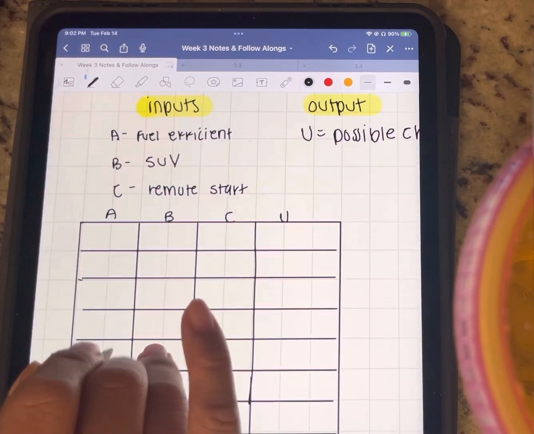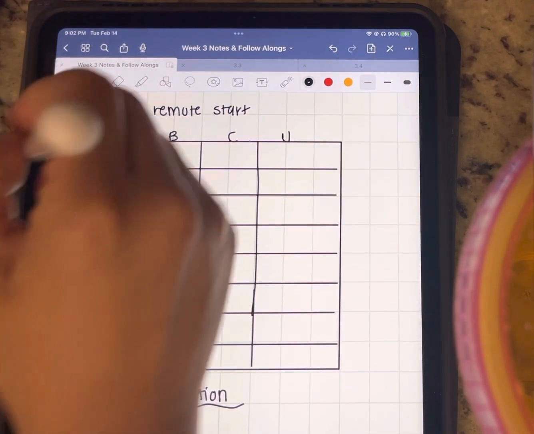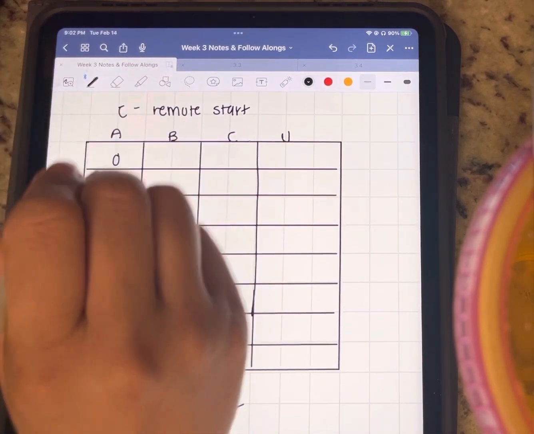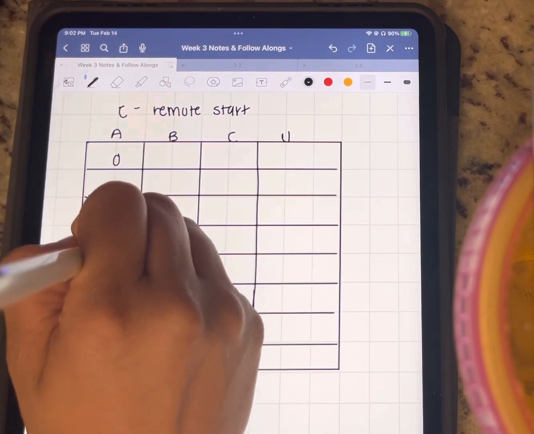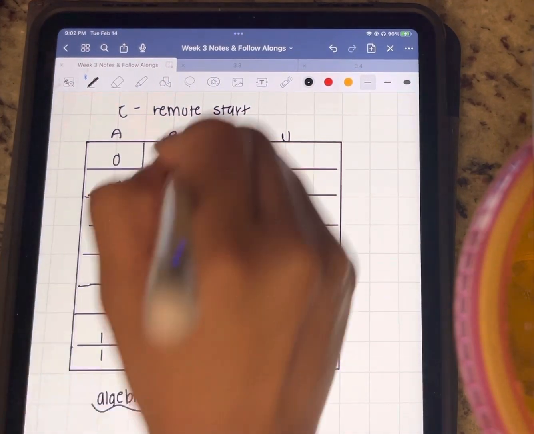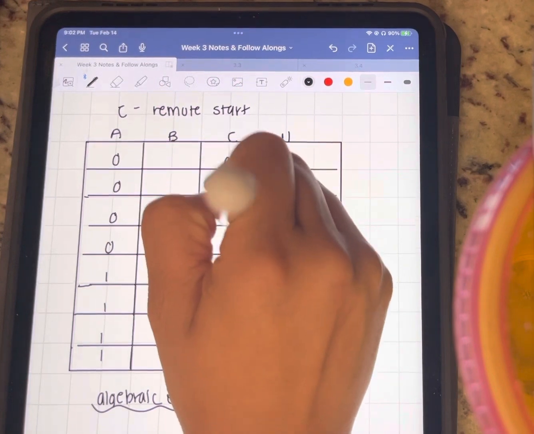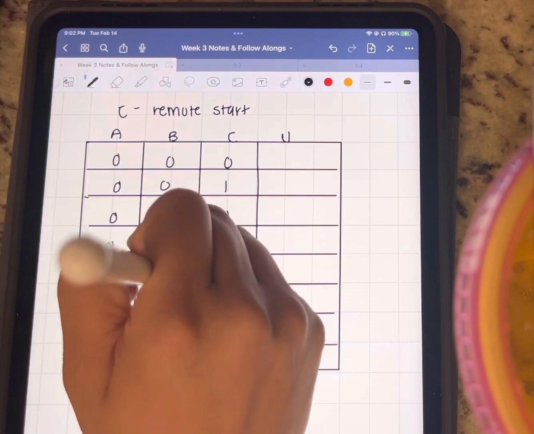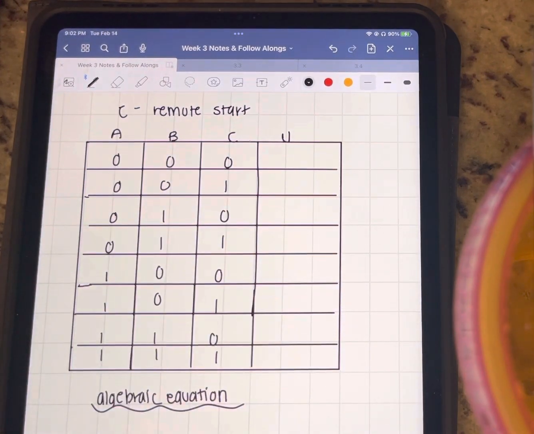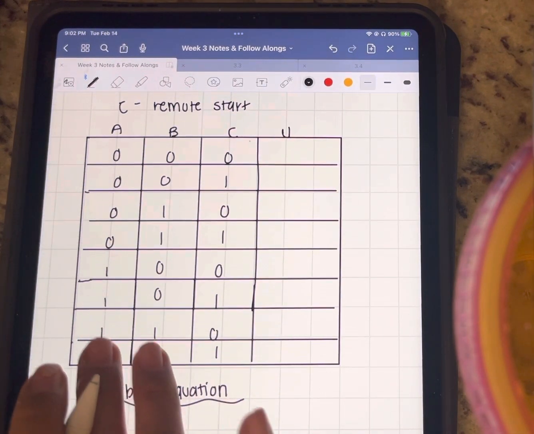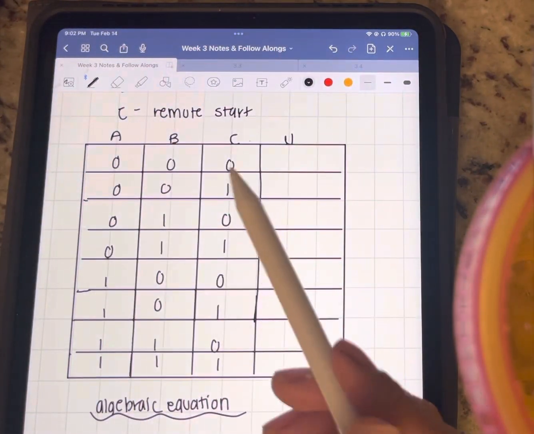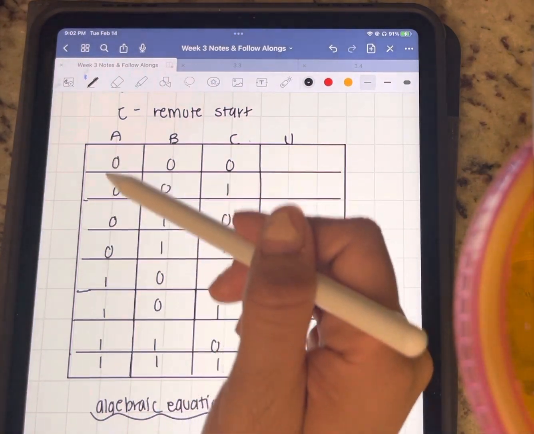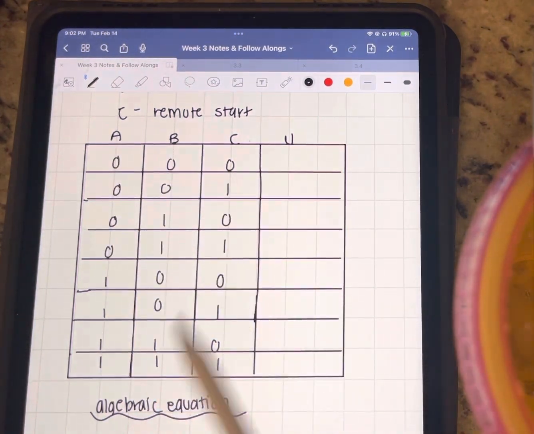So since there are 3 inputs, I'm going to have 8 rows. Awesome. And then I'm just following the pattern. So my most significant bit is going to be alternating by 4, and then by 2, and then by 1.